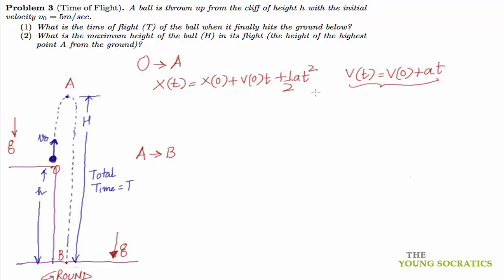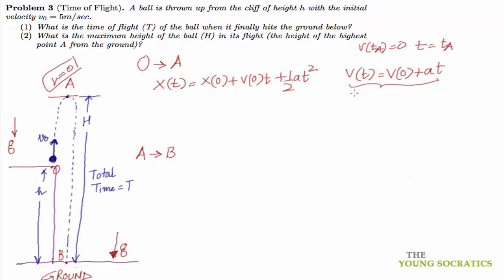Suppose at t equal to ta, the ball reaches the highest point A, basically where it starts changing the direction and starts accelerating downwards. So the velocity at time ta is 0 because the ball finally comes to rest, and then it has to change the direction and start moving downwards. So the velocity at A has to be 0.